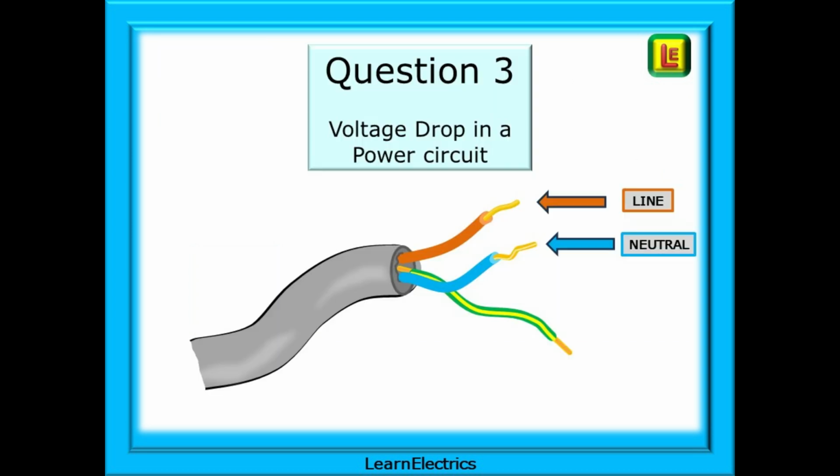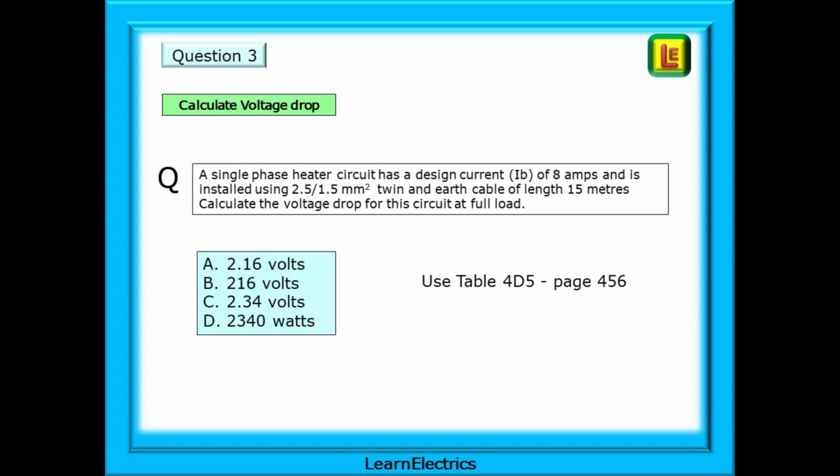Moving on to question 3 and voltage drop. Now we are interested in the line and neutral conductors, as this is where the voltage drop will show in the circuit. Remember that this is a fault-free circuit, and as such the CPC or earth is not part of the calculation. A single-phase heater circuit has a design current or IB of 8 amps and is installed using 2.5 by 1.5 square millimeter twin and earth cable with a length of 15 meters. We must calculate the voltage drop for this circuit at full load.